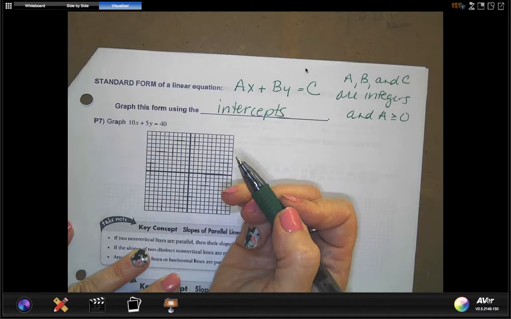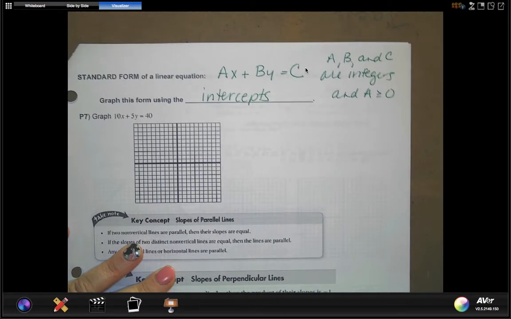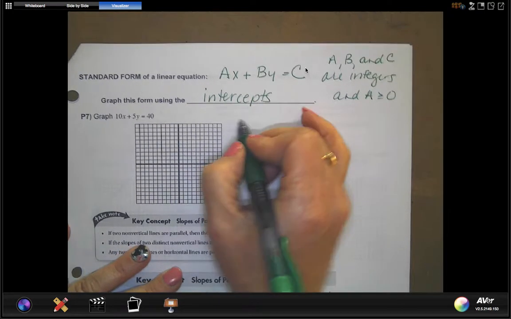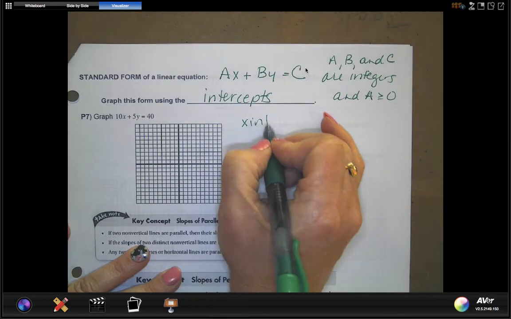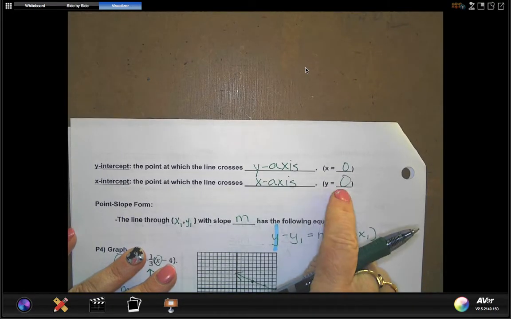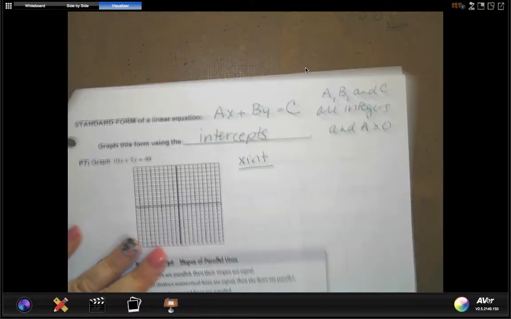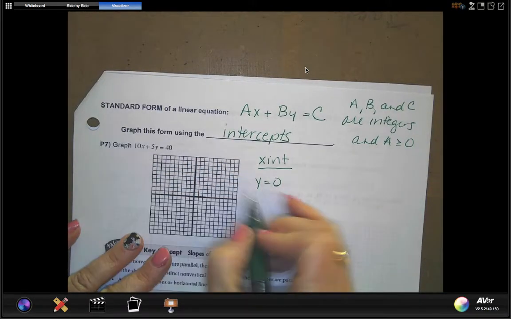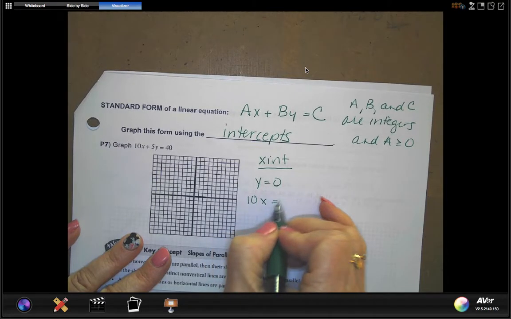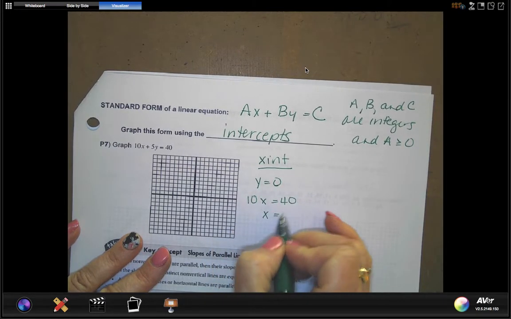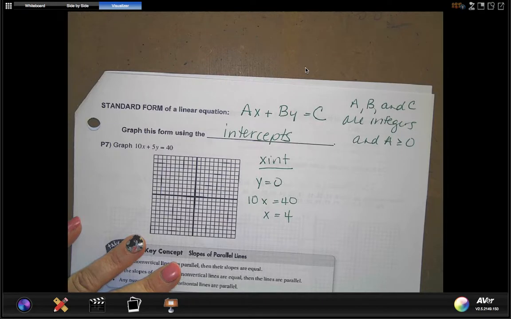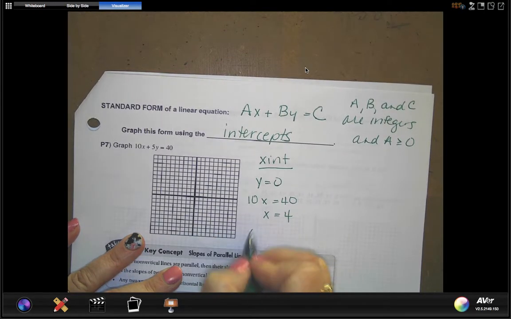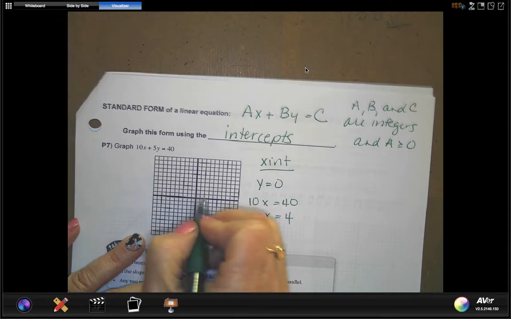Yes, I know you could change this to slope-intercept, but the point here is how to graph it using the intercepts. So the x-intercept, where we cross the x-axis, is when y is equal to 0. So basically, I'm going to take this equation and plug in 0 for y. So I get x equals 4. So the point (4, 0) is on this line.